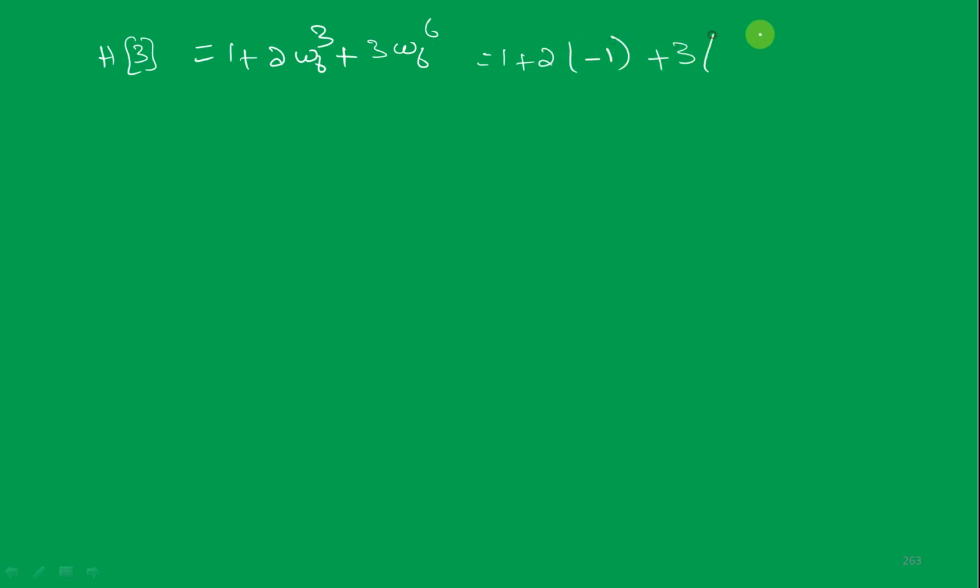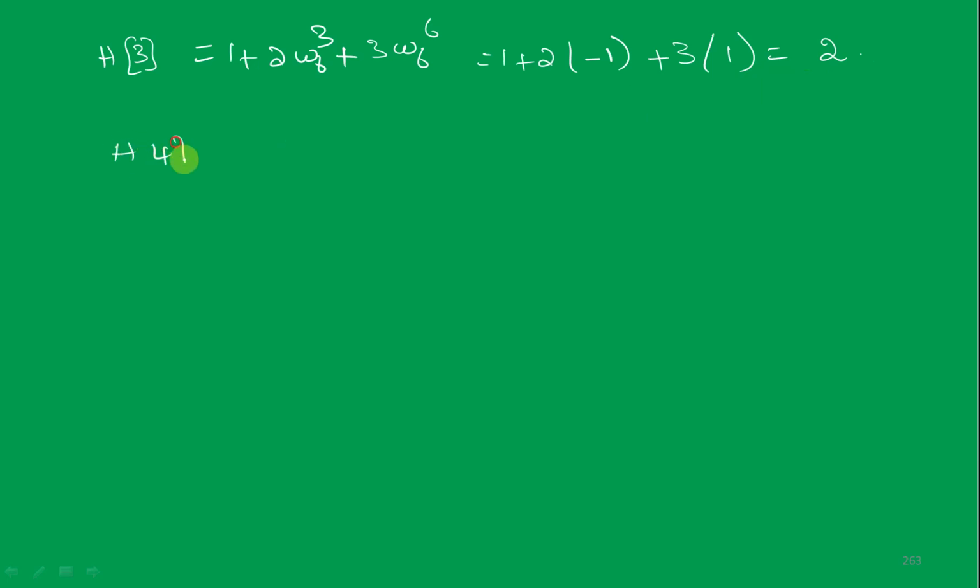Now similarly H of 3. H of 3 is nothing but here, what is that? 1 plus 2 W6 power 3 plus 3 W6 power 6. Now 1 plus 2 W6 power 3 is minus 1. W6 power 0, W6 power 6 means W6 power 0. What is the value? 1. Now, so simplify and then you can get 2. 1 minus 2 plus 3.